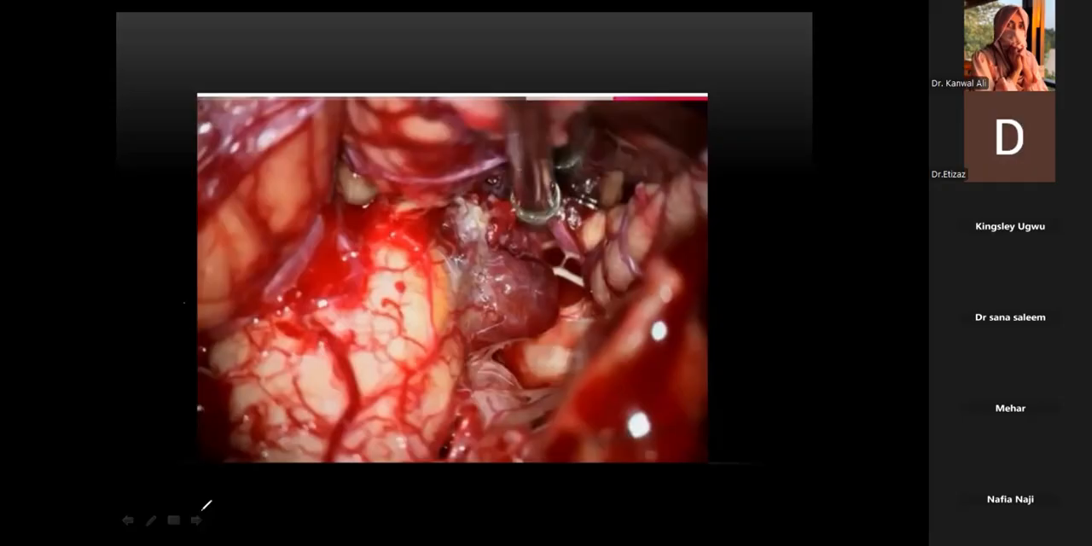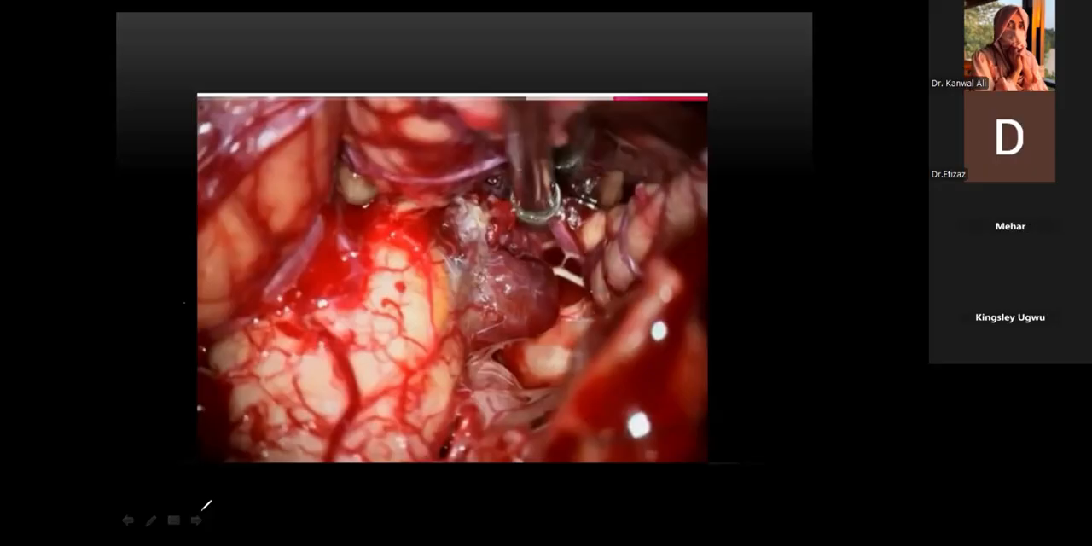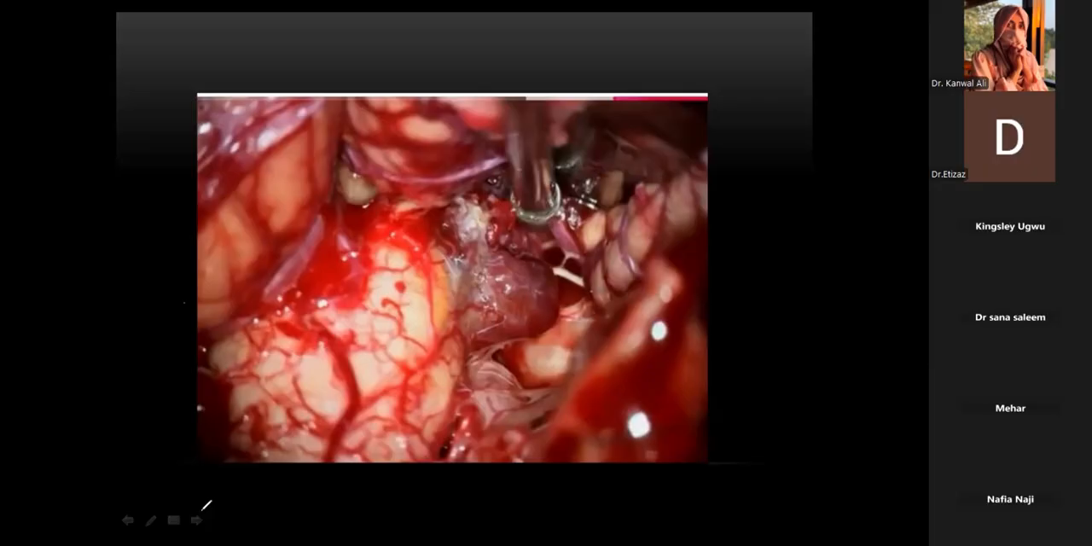Dr. Tizas, kindly elaborate the safe triangles once again, please. She means the safe surgical zones. Yes, the safe surgical zones. Safe surgical zones are quite easy.